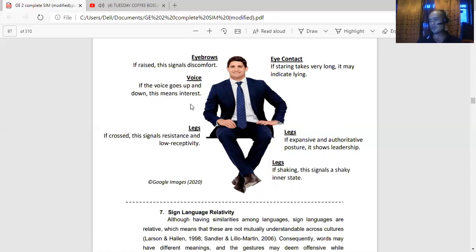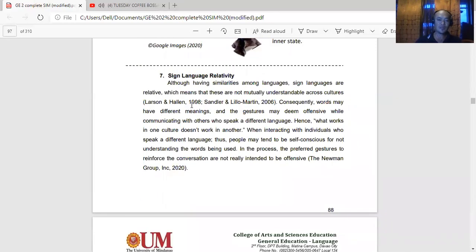little movements that reveal who they really are, or if they are lying. Sometimes even the movements of the eyes, in what direction, can tell if the person is telling the truth or not. Okay, so signs of language relativity.